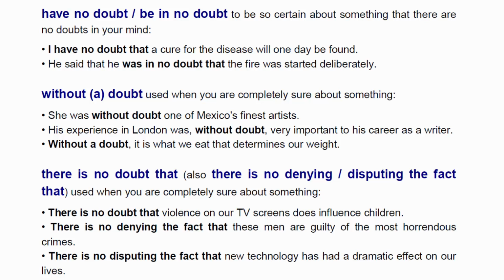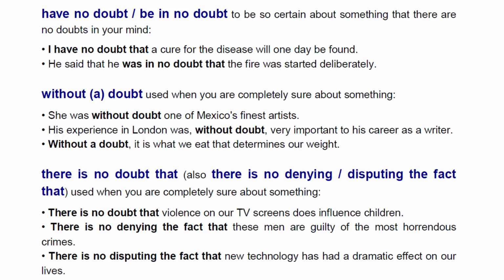She was without doubt one of Mexico's finest artists. His experience in London was without doubt very important to his career as a writer. Now you can see the use of comma as well. Without doubt, a comma before and after. Without a doubt, comma, it is what we eat that determines our weight.